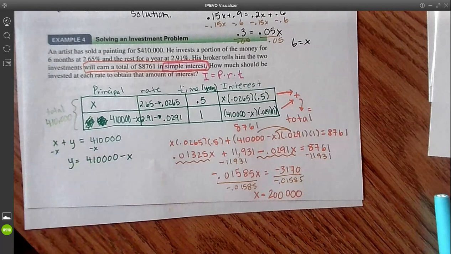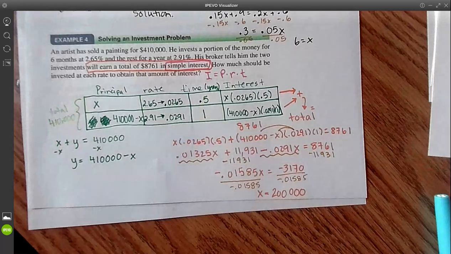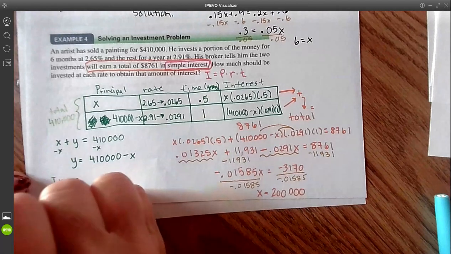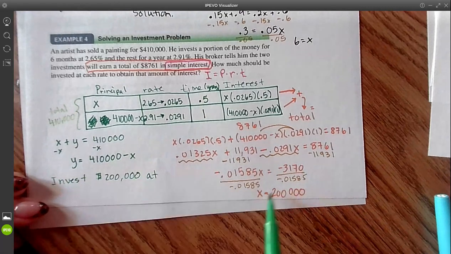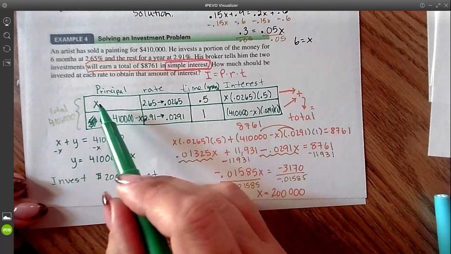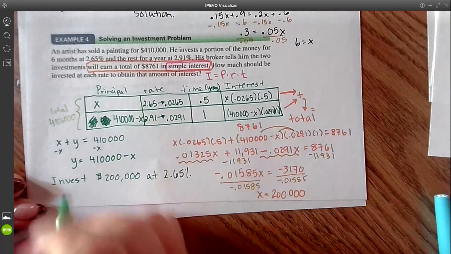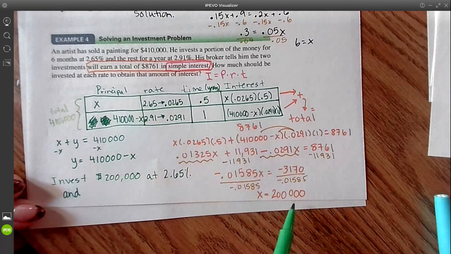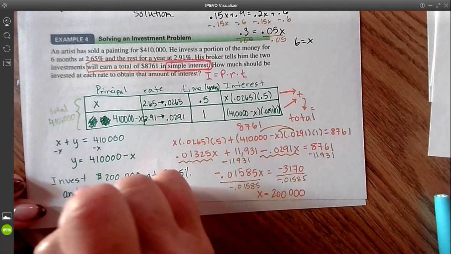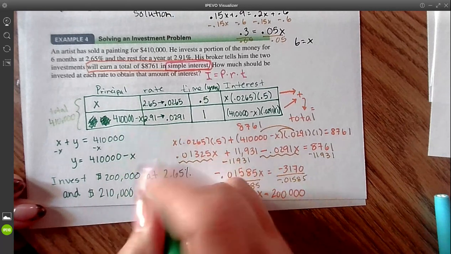The question is asking us, how much should we invest at each rate? So now I know that we are investing 200,000 at which interest rate was the x? X was at 2.65%. And then the rest of it, 410,000 minus x. So 410,000 minus 200,000, so 210,000 at the other interest rate of 2.91%.